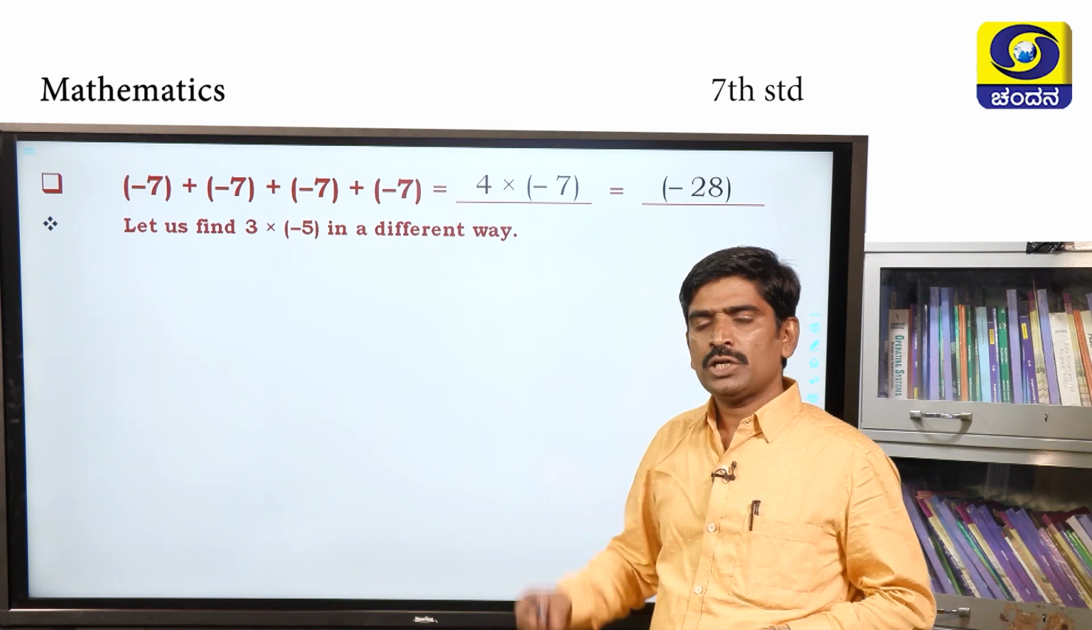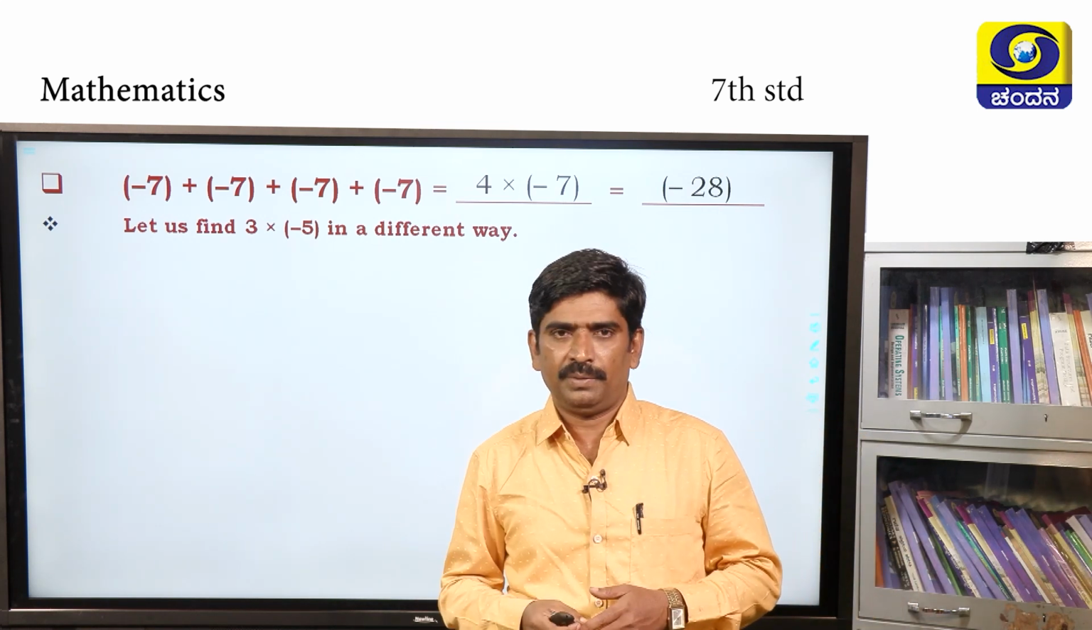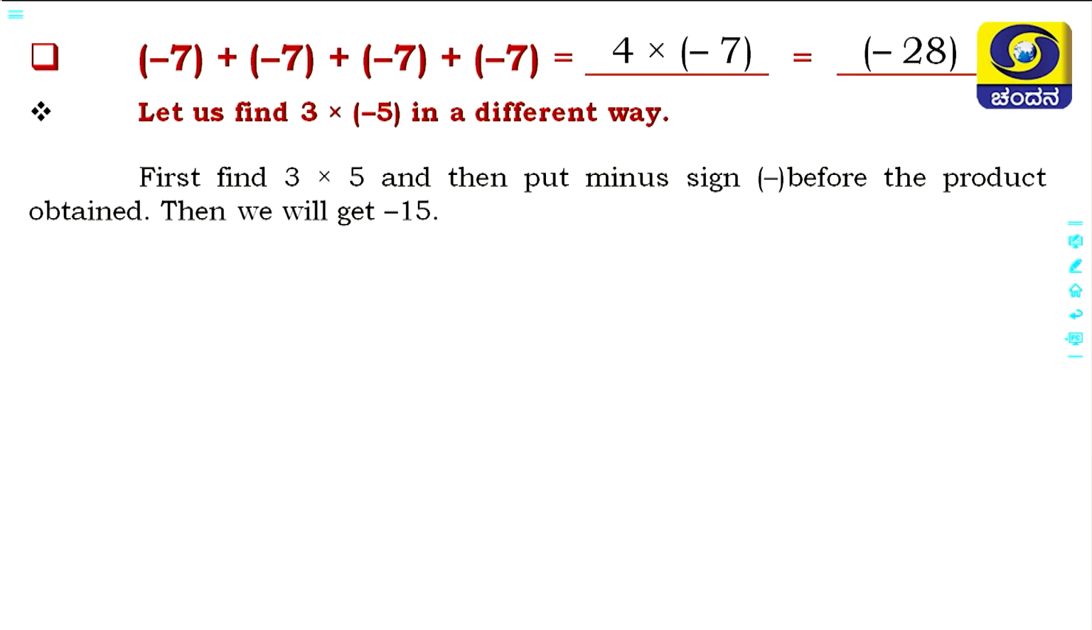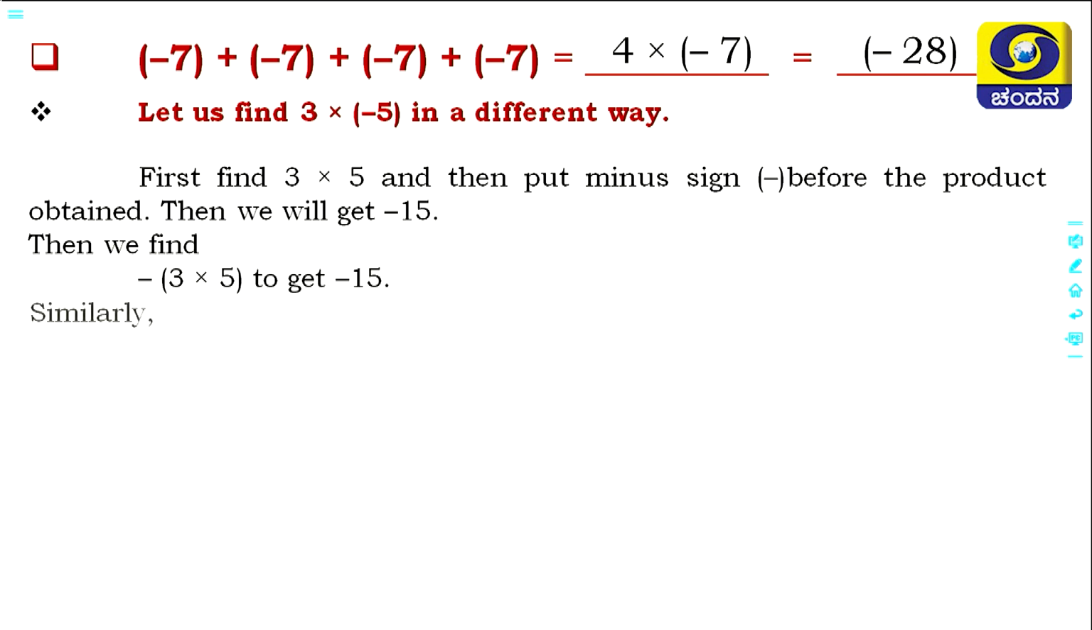Let us find 3 into minus 5 in a different way. First we find 3 into 5, and then put a minus sign before the product obtained. Then we get minus 15. Similarly, 5 into minus 4 is equal to minus of 5 into 4. The minus comes before the product. Observe it, then minus 20.